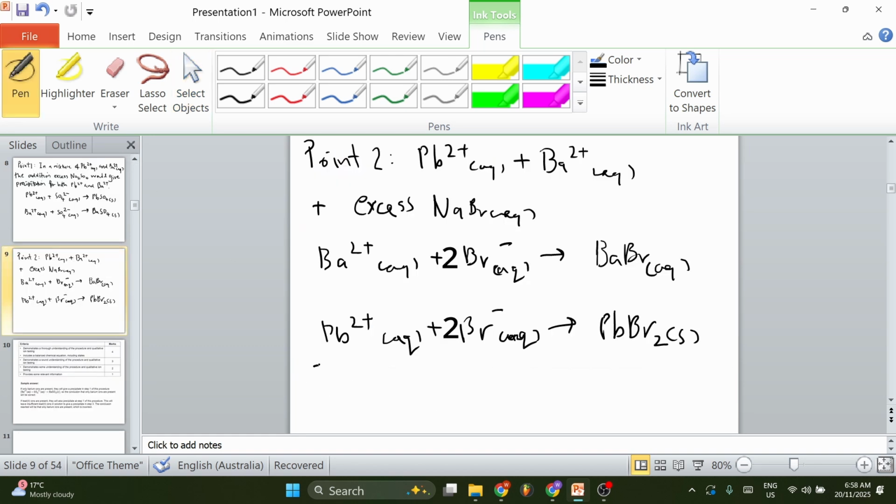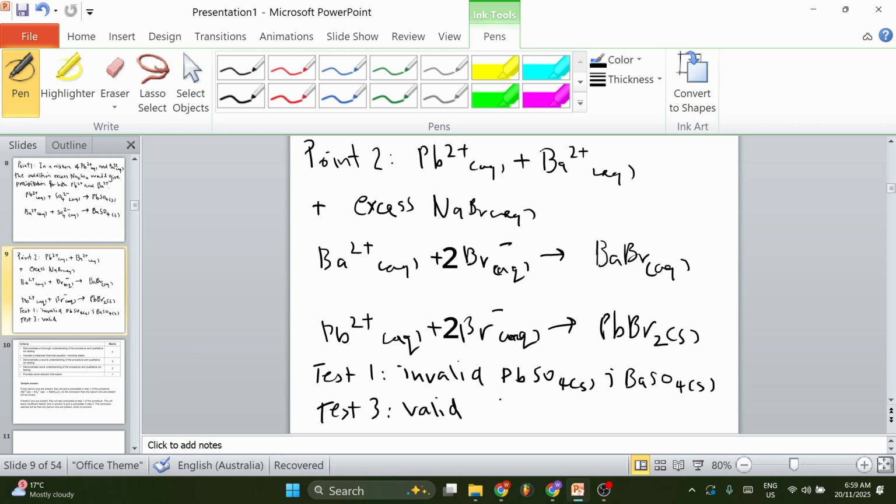In summary, test 1 is invalid because the addition of sulfate will simply give you both lead sulfate solid and barium sulfate solid. So you won't be able to distinguish between the two. This will only be valid if one species is present in the solution. Test 3 is valid because only lead bromide will be precipitated out, while barium bromide remains as an aqueous solution.